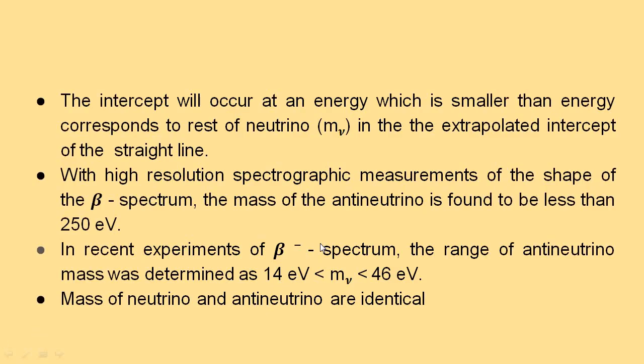In recent experiments of beta minus spectrum, the range of antineutrino mass, M nu, was determined to be between 14 electron volt and 46 electron volt. And again this concept: the mass of neutrino and antineutrino are identical. That we know. The mass of a particle and its antiparticle are the same. So using this Fermi-Curie plot, you are trying to measure the neutrino mass. And that's all in this small lecture.